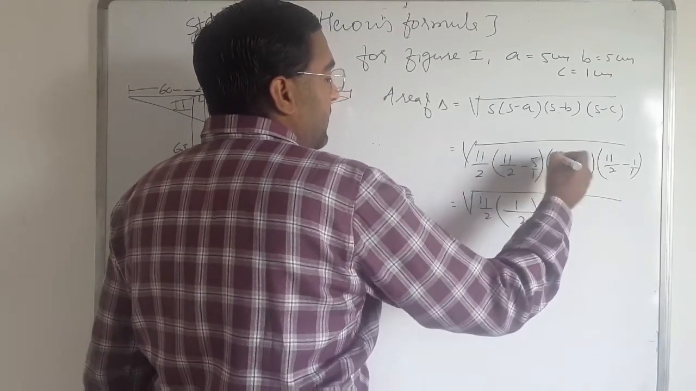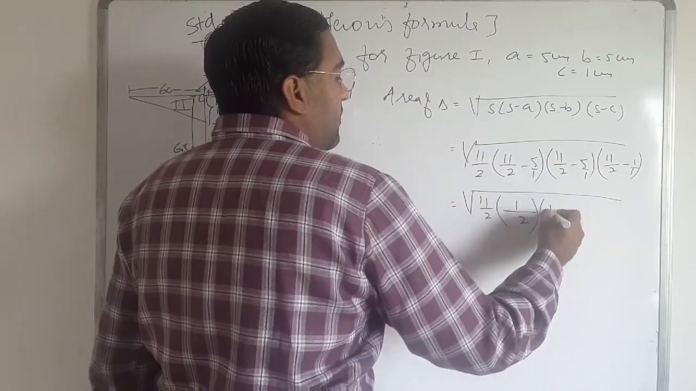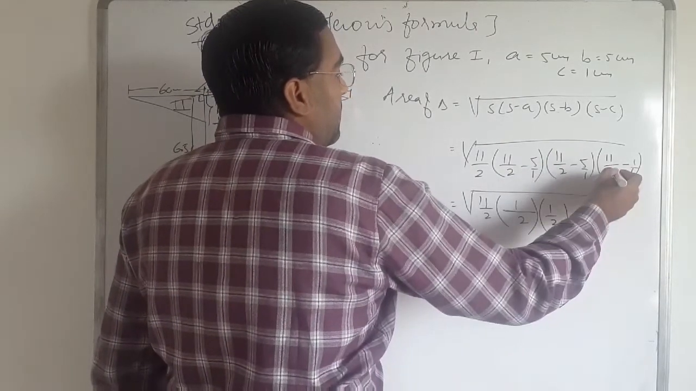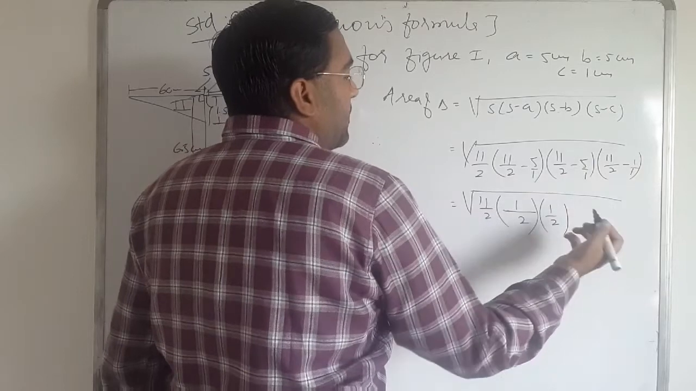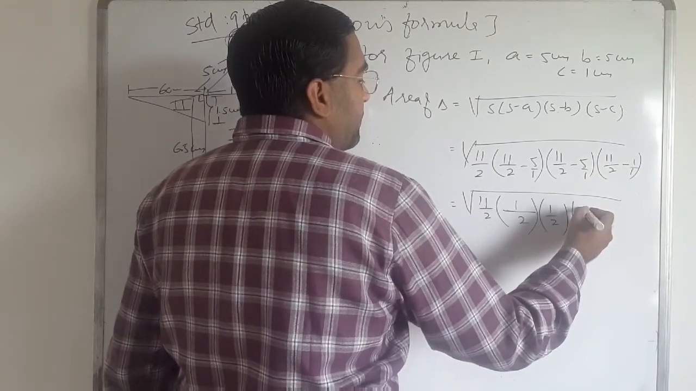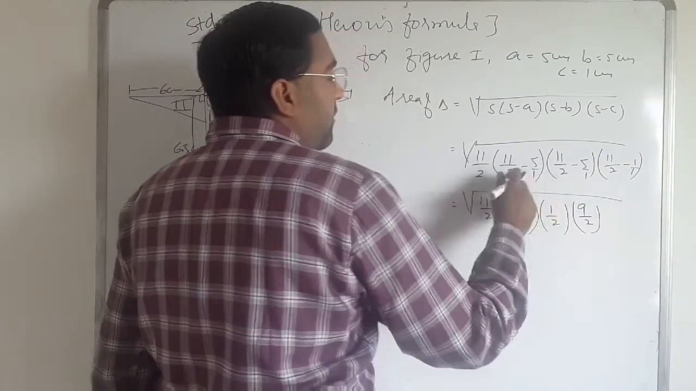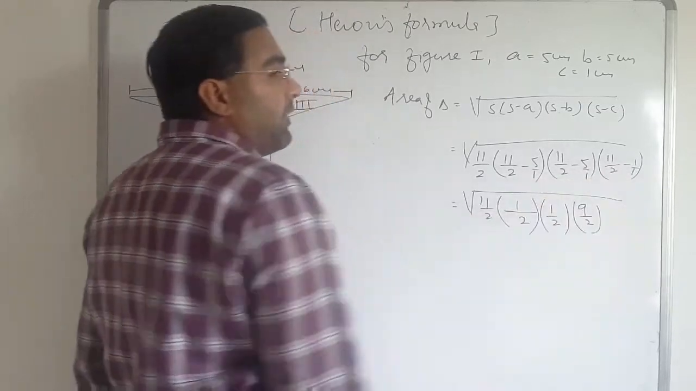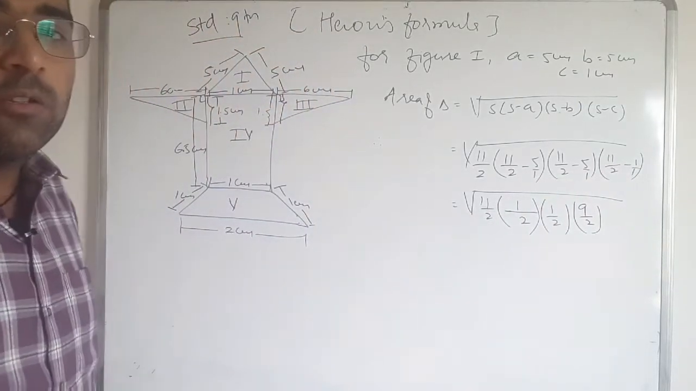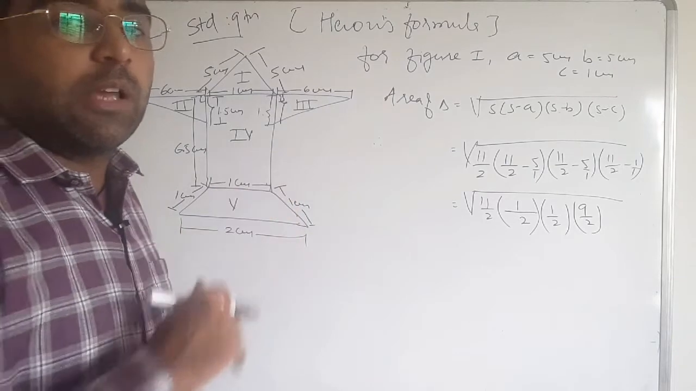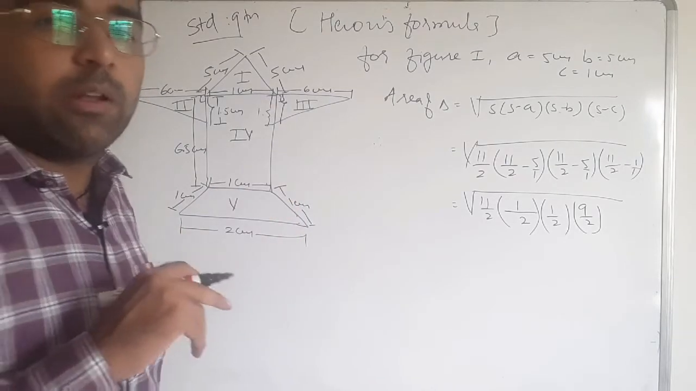Here also 2 5s are 10, 11 minus 10, 1 by 2, and here 2 ones are 2, 11 minus 2, that is 9 by 2. In all of these 3 brackets, we are taking LCM. So using the LCM, you got the answer as 1 by 2, 1 by 2, and 9 by 2.